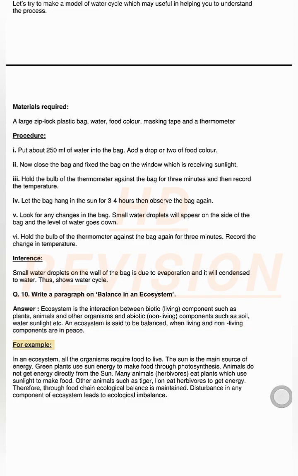For example, in an ecosystem, all the organisms require food to live. The sun is the main source of energy. Green plants use sun energy to make food through photosynthesis. Animals do not get energy directly from the sun. Many animals, herbivores, eat plants which use sunlight to make food. Other animals such as tiger, lion eat herbivores to get energy. Therefore, through food chain ecological balance is maintained. Disturbance in any component of ecosystem leads to ecological imbalance.